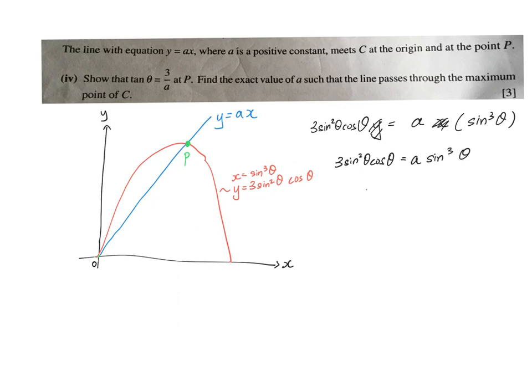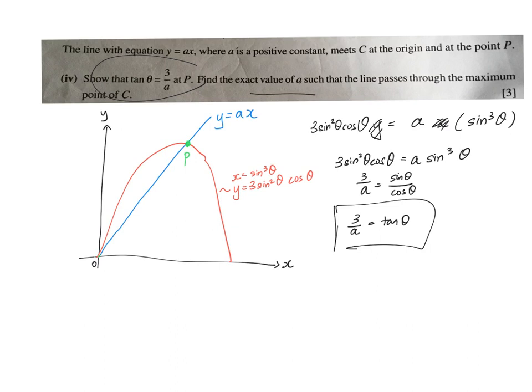Let's simplify this further. You can actually get that your 3 over a is equal to sine theta over cosine theta. I'll leave you to do the simplifying, okay? Then 3 over a is the same as tangent theta. And yeah, so you can see that we are done. So we're done with the first part.